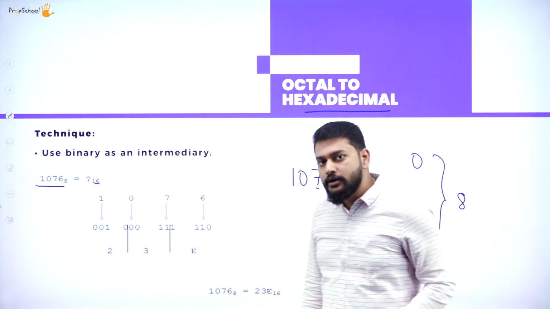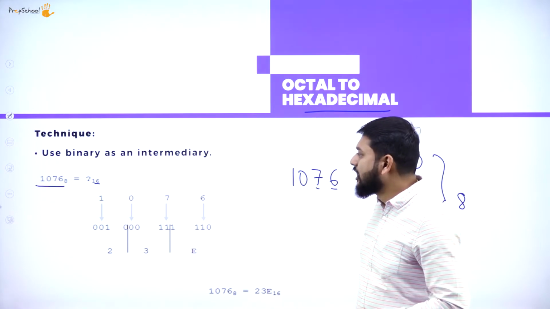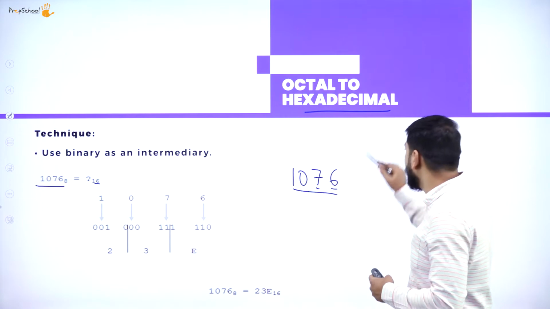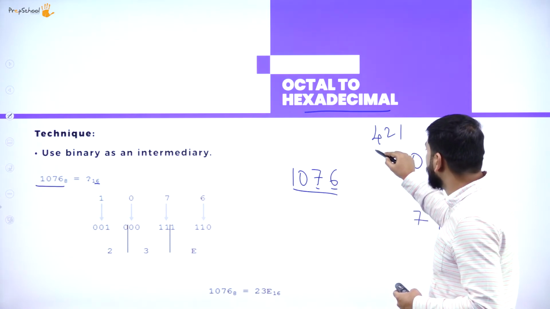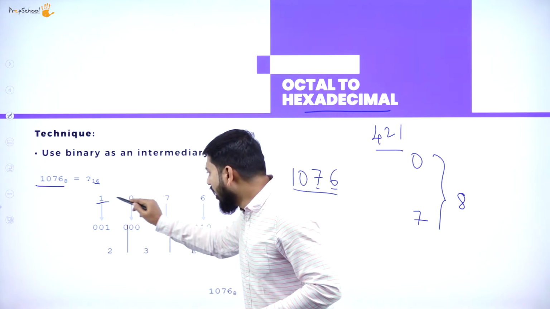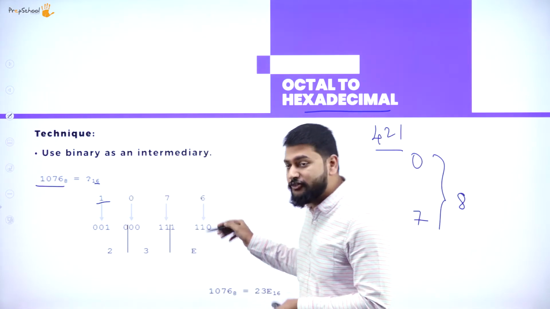You all know that we can convert this octal number to binary. Yes or no? Yes. How do we convert? We use the code 421, right? So fine, do it now. How do we convert? Let's start from this side for a change.